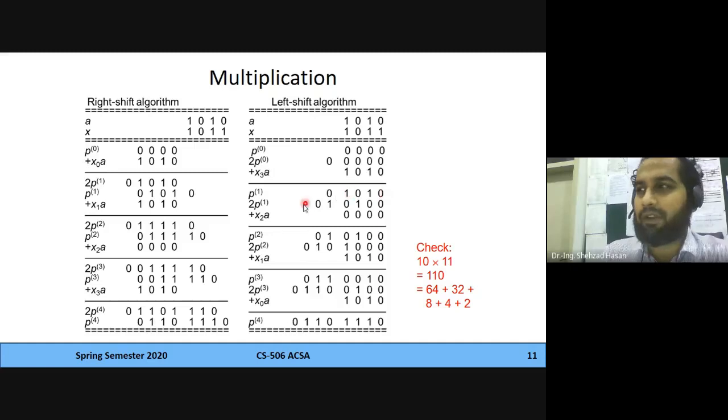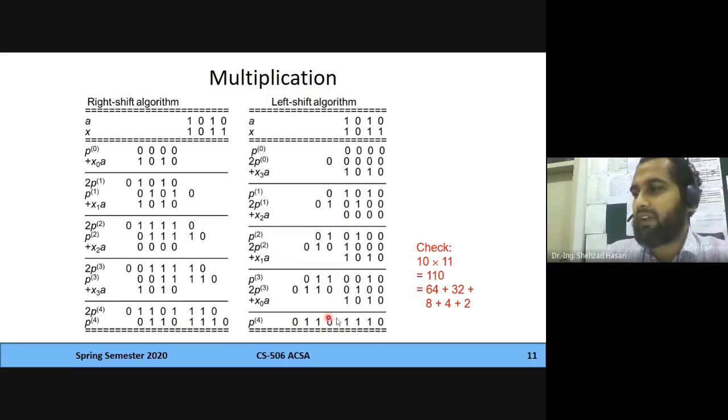Again, the next step, shift left. The next bit is 0, so you're going to have a 0 over here. Add, you're going to get the same answer. Shift left, the next bit is 1, so you're going to have 1010 over here, add, 01001. Shift left, that's the fourth time we are shifting, and then the last digit is 1 over here, so 1010, and then add.